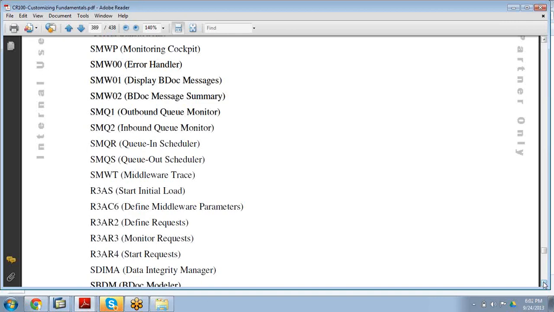Take this: SMWP is the monitoring cockpit, W0 is the error handler, QR is the queue scheduler. Because we are learning the troubleshooting part, that means when there is a problem, where to look. Once we learn the process, it is very easy to do the monitoring.